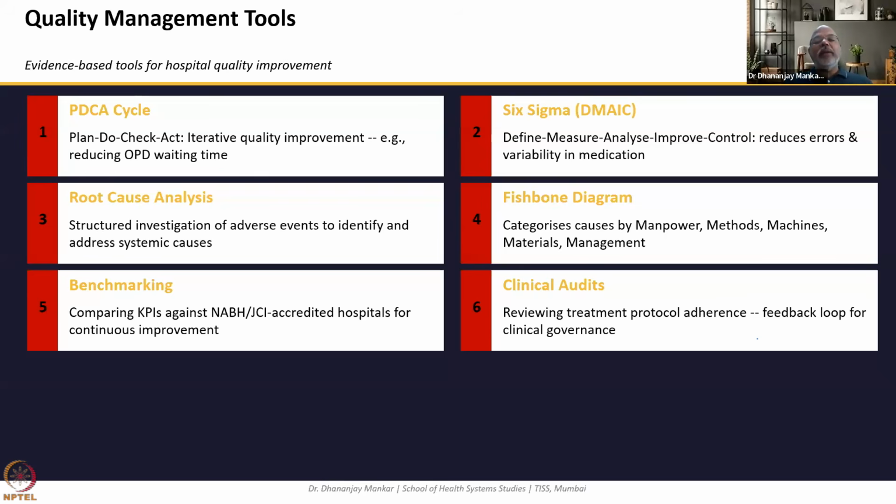Second is Six Sigma, where you define, measure, analyze, and improve the quality. The major reasons for this particular hospital are reducing medical errors, prescription errors, and delays in transferring information, and especially when patients are discharged, they are not able to understand the clinical outcomes, the price, the cost, and the delays. So the follow-up will also be disrupted.